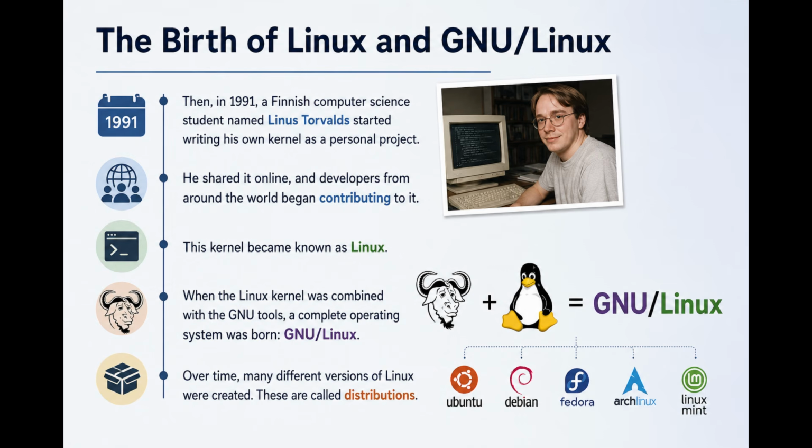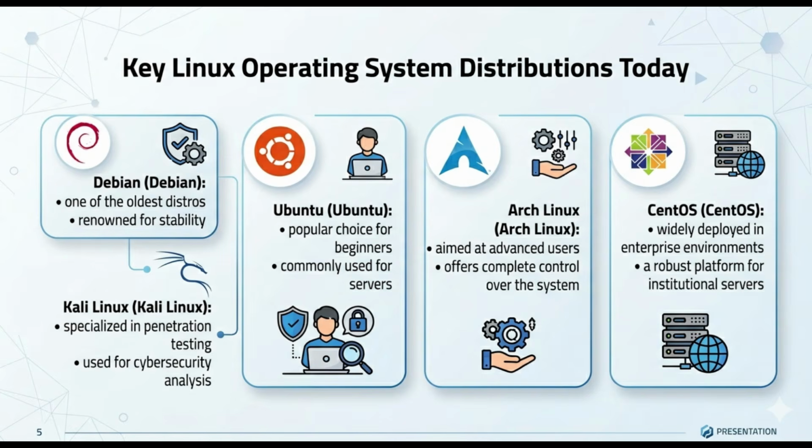Then in 1990, a computer science student named Linus Torvalds started writing his own kernel as a personal project, and he shared it online, which made developers from around the world begin contributing to the project. This kernel became known as the Linux kernel, and it was combined with the GNU tools. Finally, a complete operating system was born, which is GNU Linux.